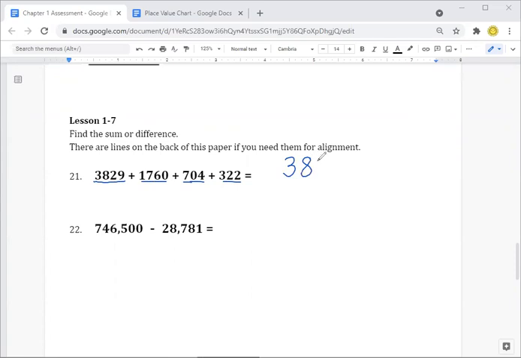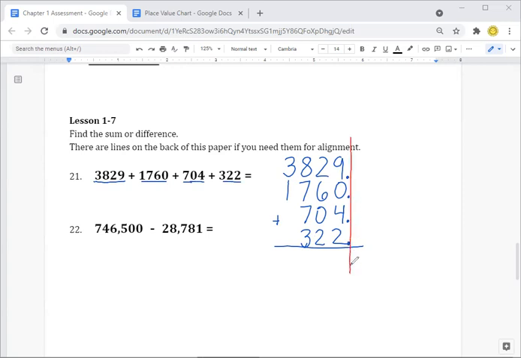So I'm going to try here without lines. I'm going to write very neatly 3,829 plus 1,760 plus 704 plus 322. So I want you to first check that your setup is correct, that your 9, your 0, your 4, your 2 are all stacked on top of each other. Remember, because the decimal points live right next door here, and we always want our decimal points what? Aligned.